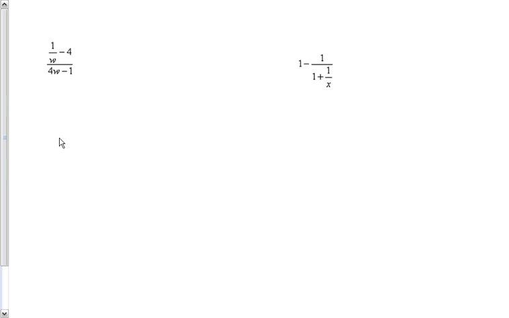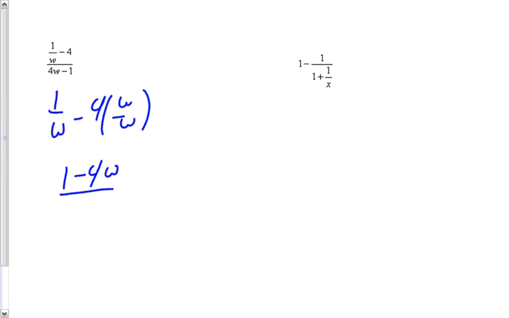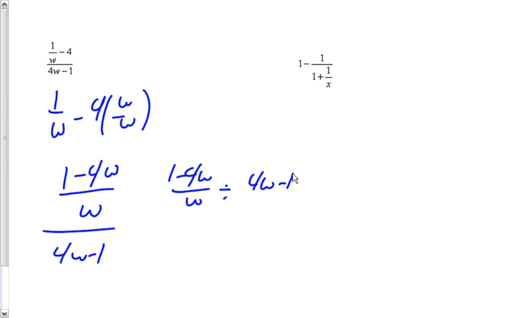Let's see what we can do. This one over here, it's just 1 over w minus 4. Its LCD is w, so I'm going to put a w on it. That's 1 minus 4w over w. The bottom is just 4w minus 1. It's really 1 minus 4w over w divided by 4w minus 1. Well, slap it over 1, copy, change, flip. These cancel. They're off by a negative sign. And you get 1 over w, but it's negative.